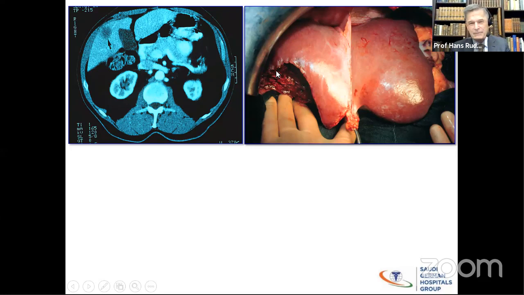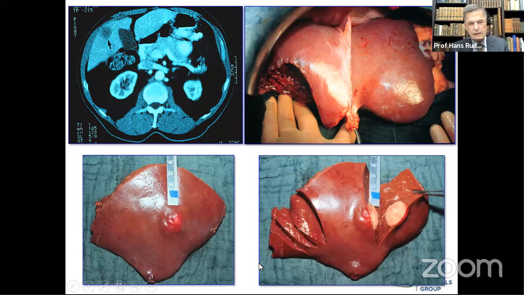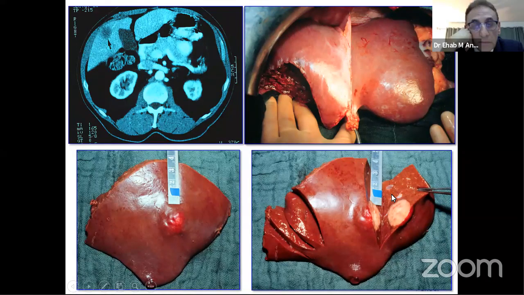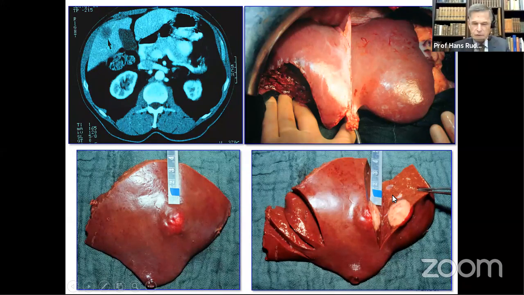You can see here how it looks after the resection. This is a segment 6 resection, segment 5 and 4 are still in place. And the specimen is the entire segment 6 with really large safety margin here. This patient has a very, very good chance of cure.